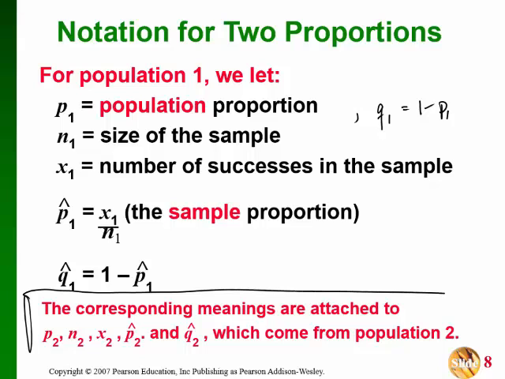So that's nothing different. The difference is that all those have sub 1 because for the second population, we'll just have a sub 2. So we have the same thing for the second population, the same ideas. You got the sample size, the number of successes, and then the proportions, except they have a sub 1 and sub 2. That's all.